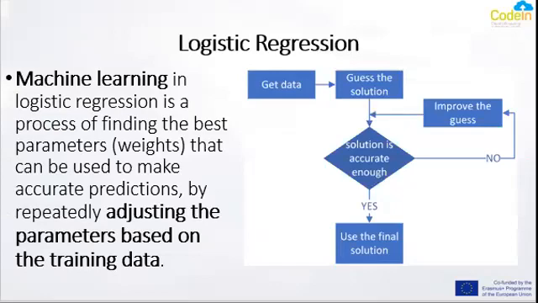Here is a high-level overview of the steps involved in the learning process of logistic regression. The learning process in logistic regression involves finding the best parameters, weights, that can be used to make accurate predictions. The algorithm starts with an initial guess of these parameters and then iteratively adjusts them based on the training data.